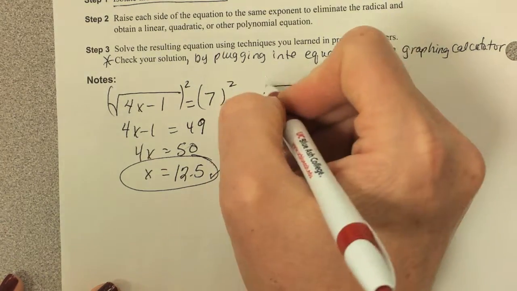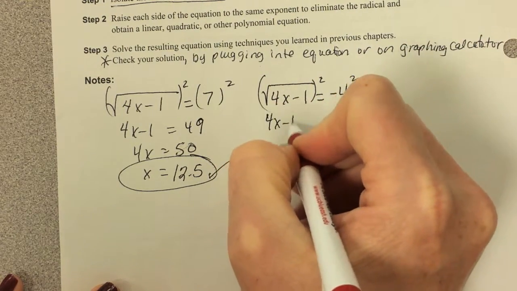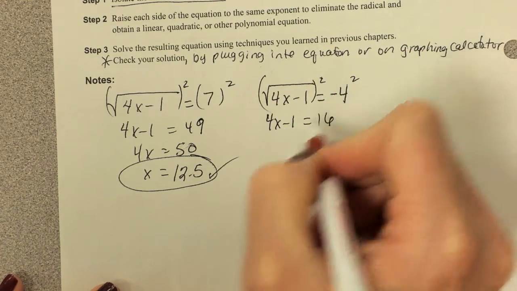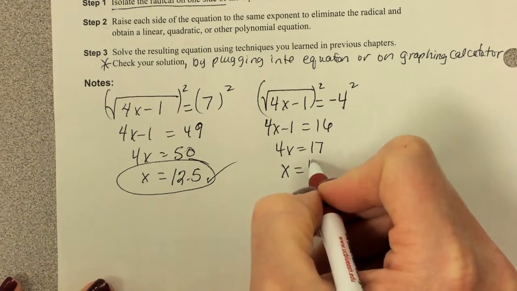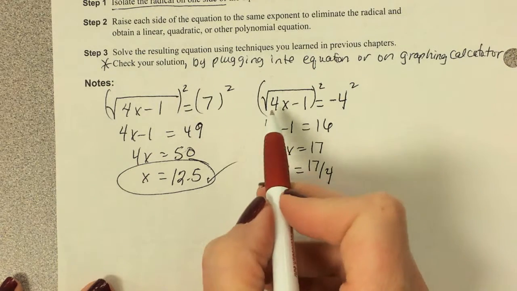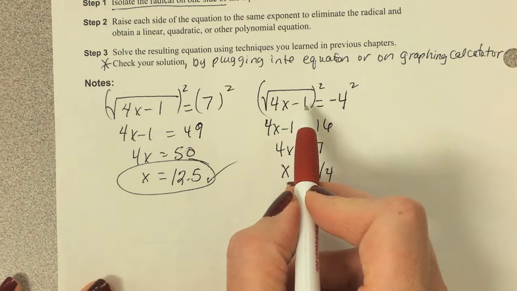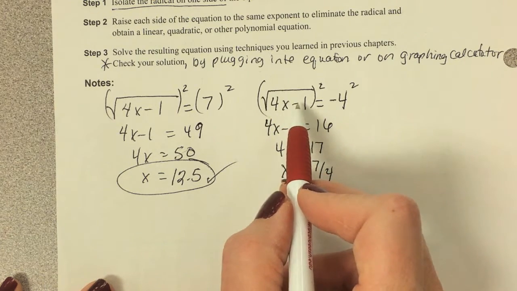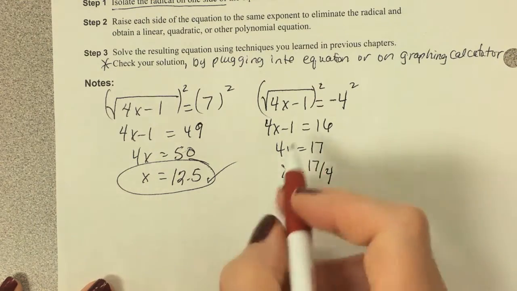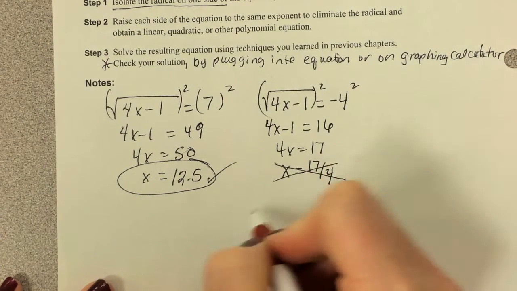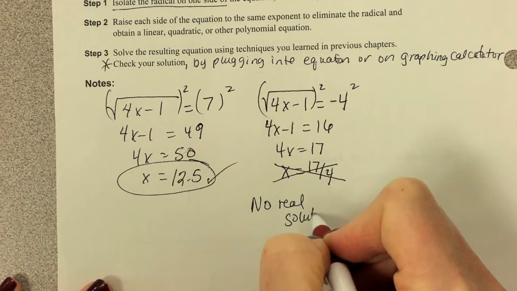Now, you can try solving this. You can square both sides. If I square both sides, I get 4x minus 1. Negative 4 squared is 16. I add 1. That's 17. I divide by 4, and I get 17 fourths. If I plug back in, though, 4 times 17 fourths is 17, minus 1 is 16. The square root of 16 is not negative 4, it's just 4. So therefore, this is extraneous, and this has no real solution.